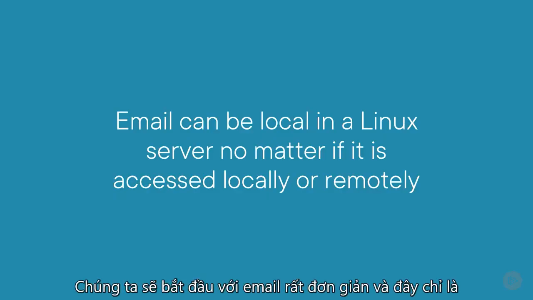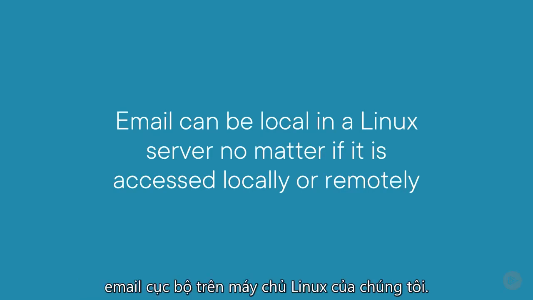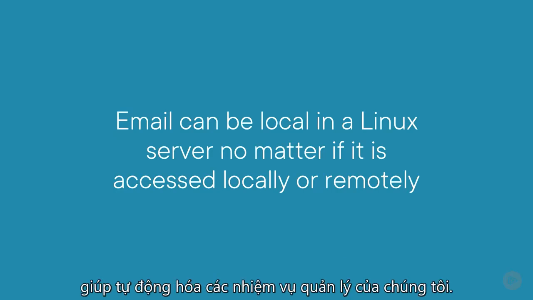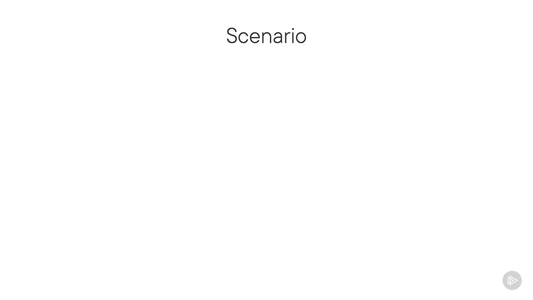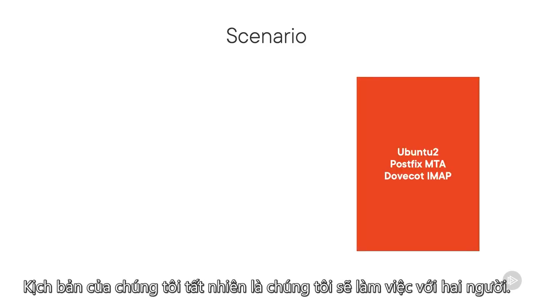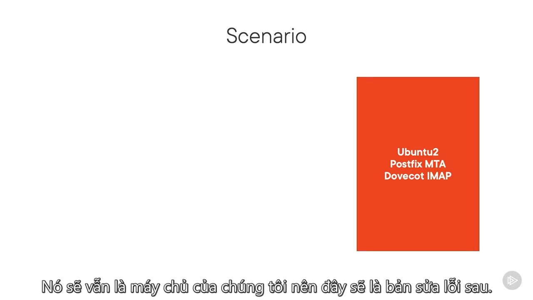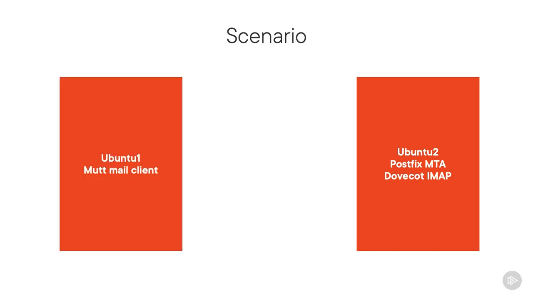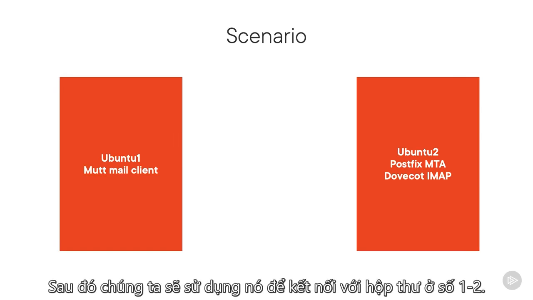Now, we're going to begin with very simple email, and this is just local email on our Linux server. But even that can be really good, and we'll see how it can help in automating our administration tasks. Our scenario is that we're working with Ubuntu 2 as our server, so it's going to be the Postfix MTA and our Dovecot IMAP and IMAP-S server. We'll be installing the Mutt mail client later on onto Ubuntu 1, and we're going to use that to connect to our mailbox on Ubuntu 2.